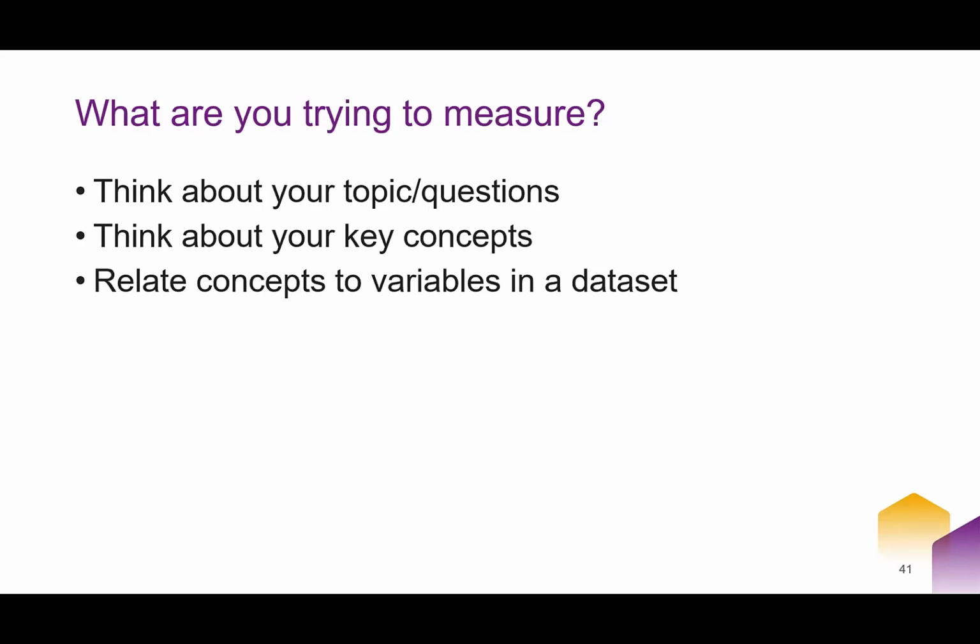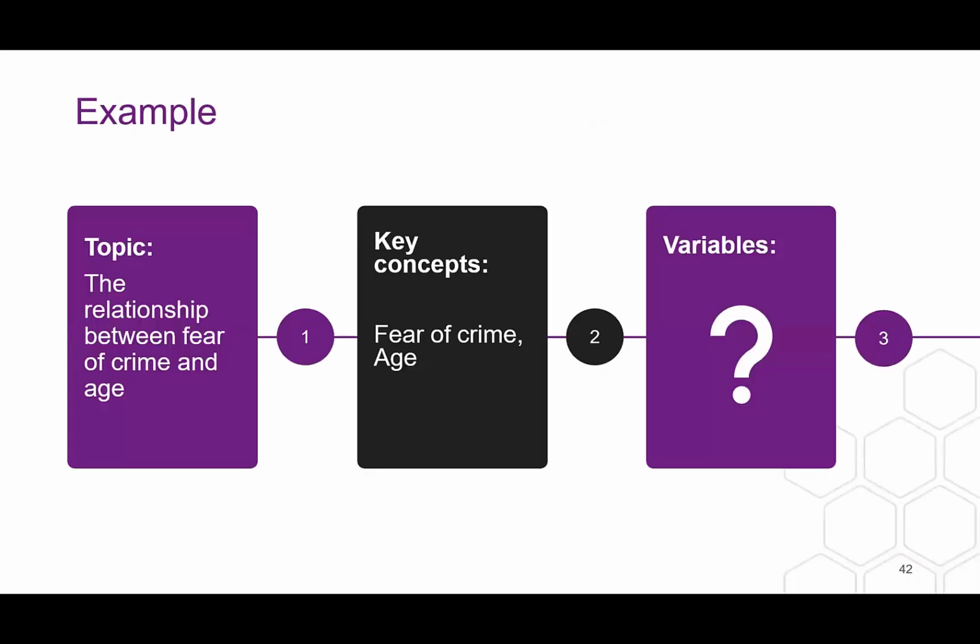A good place to start is by thinking about what you're trying to measure. And this is key for a quantitative reuse project because you need to know the key concepts you want to measure so you can relate these to pre-existing variables within a data set. So, for example, let's say we're interested in looking at the relationship between fear of crime and age. Our key concepts here are fear of crime and age. So we need to find some data which has variables that measure these concepts and will allow us to formulate and answer a research question about them.